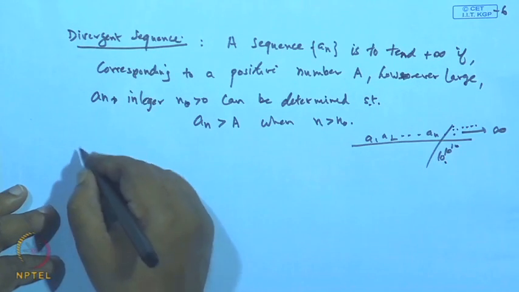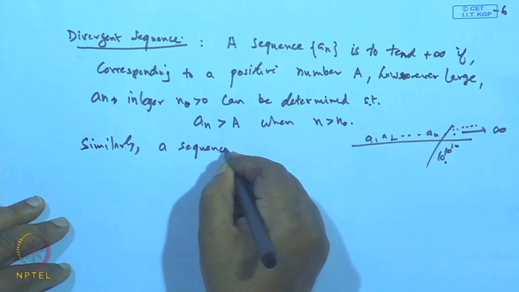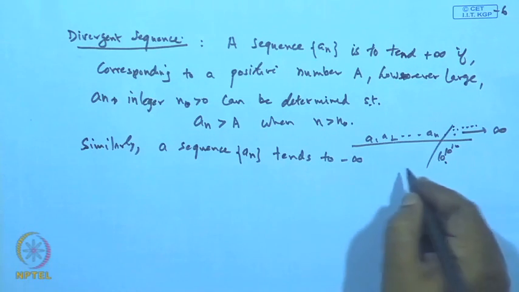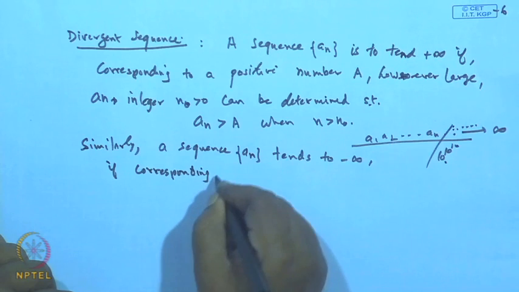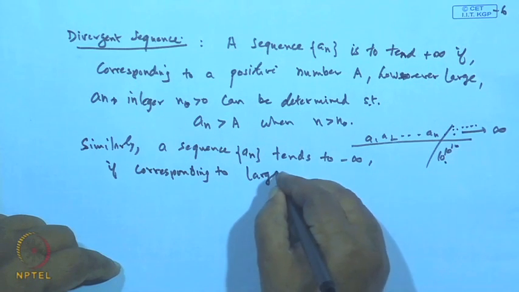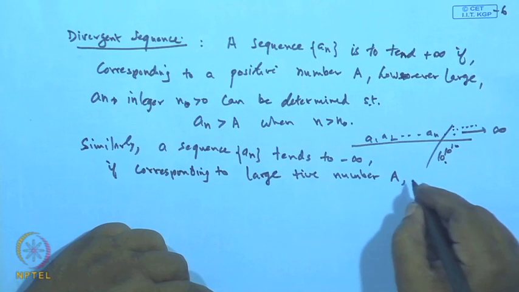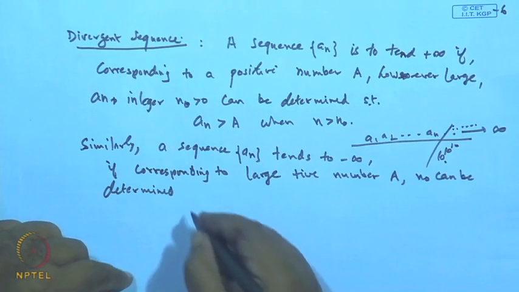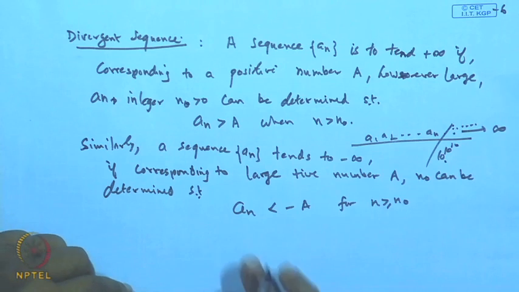Similarly, we say a sequence a n tends to minus infinity if, corresponding to a large positive number A, n naught can be determined such that a n's are less than minus A for all n greater than or equal to n naught. Then it is tending to minus infinity.